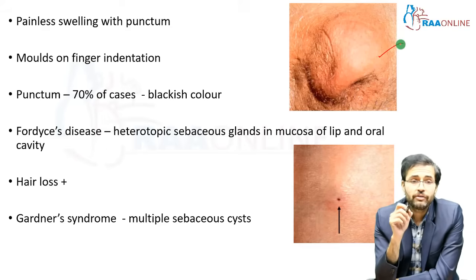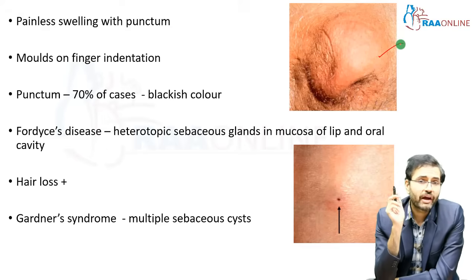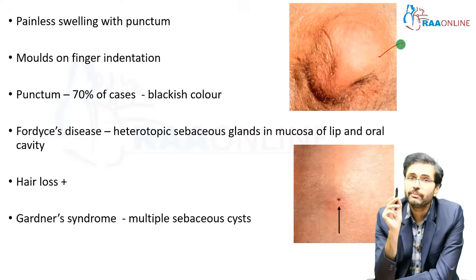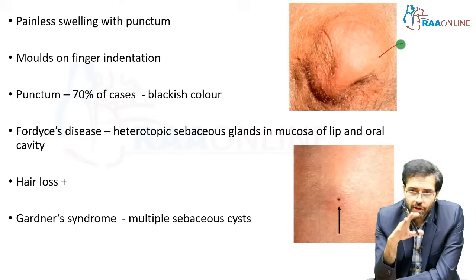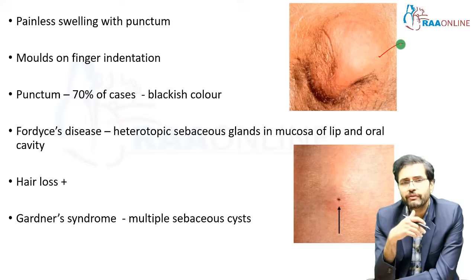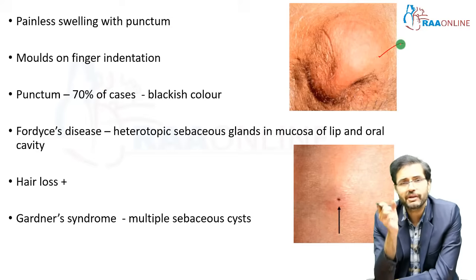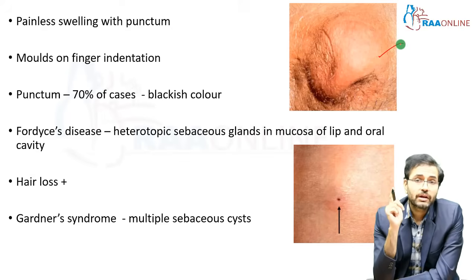There is a disease called Fordyce disease, wherein you have heterotopic sebaceous glands in the mucosa of the lip and oral cavity. Usually there is loss of hair over these swellings because of constant pressure over the bulb of the hair follicle. It is commonly associated with a very important syndrome called Gardner's syndrome, in which case these sebaceous cysts can be multiple in nature.